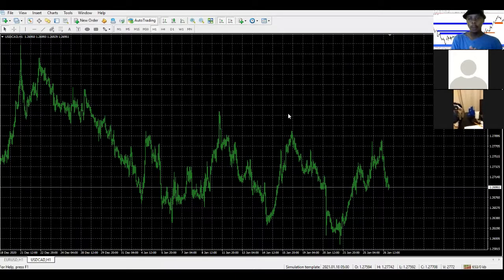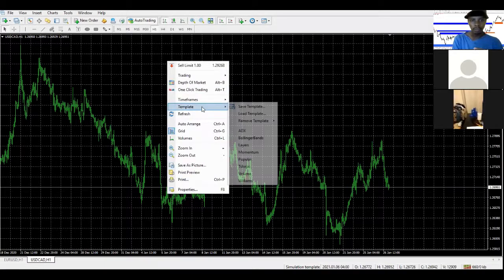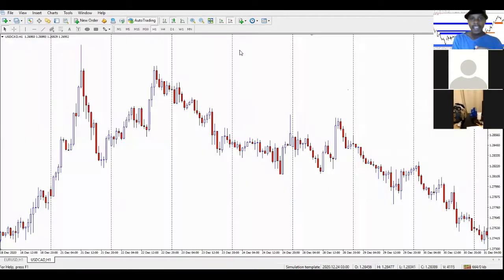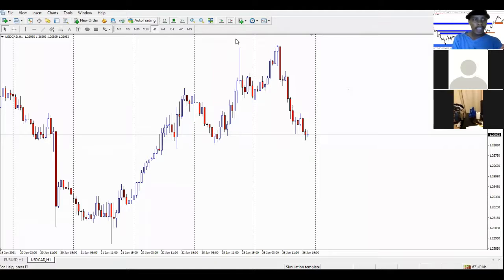Okay. So the first thing that you want to ask yourself, as I'm trying to load my chart now. For instance, this is a USD CAD 1 hour chart. Say to yourself, okay, today it's Tuesday. Let's say it's Tuesday morning. You are looking at this USD CAD chart.